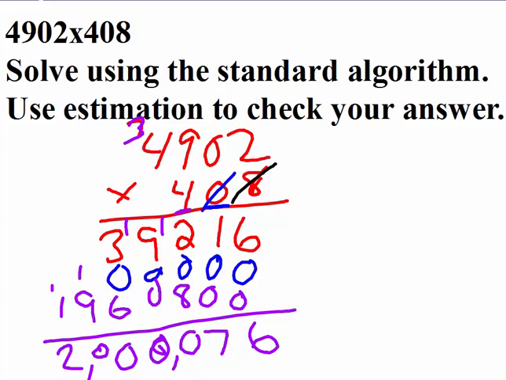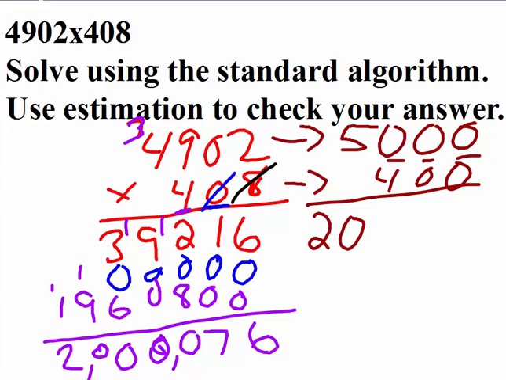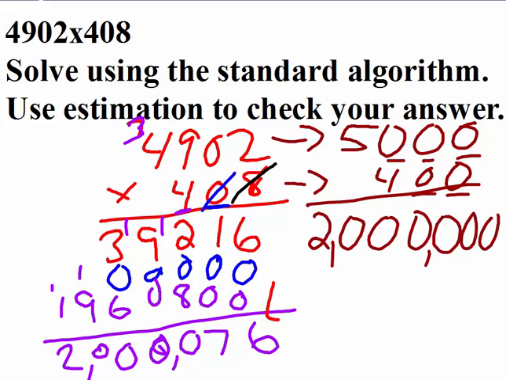Let's use estimation just to see if that answer makes sense. This is close to 5,000. 408 is close to 400. 4 times 5 is 20. And there are 5 zeros. Look, my answers are very close together. So I think I'm good to move on. Since my answer was close using that estimation, I know my answer is about in the right area. So as long as I didn't add or multiply wrong, I should be okay.